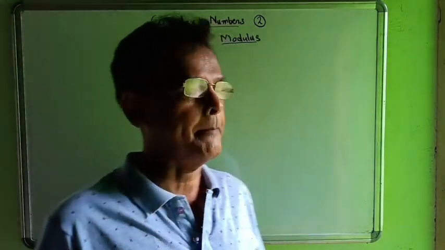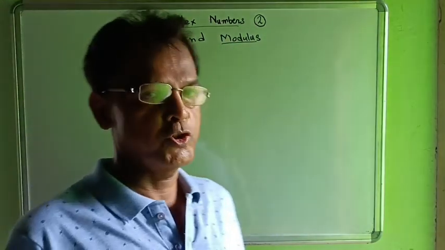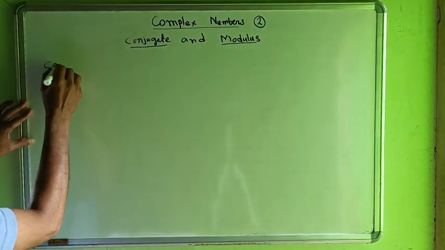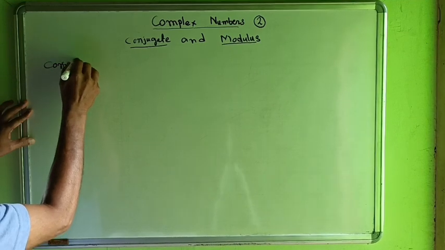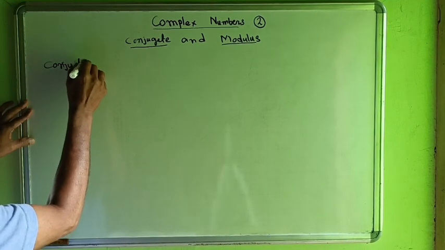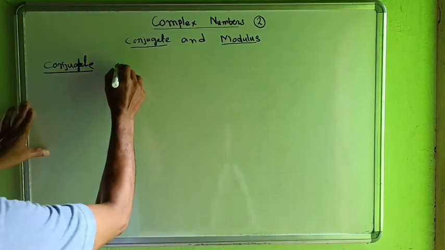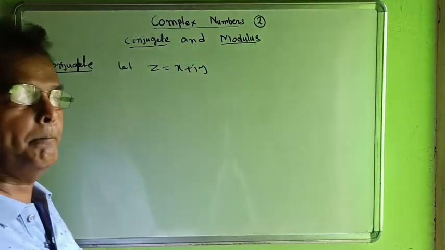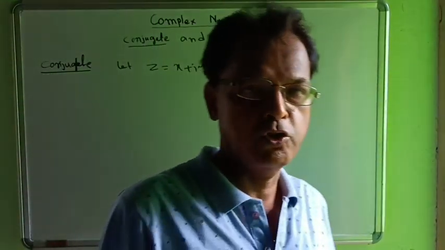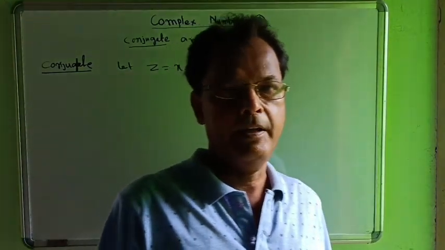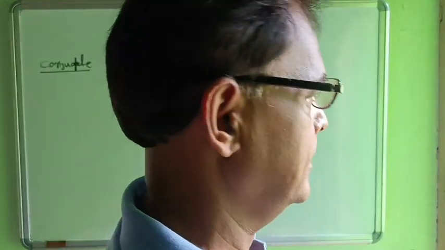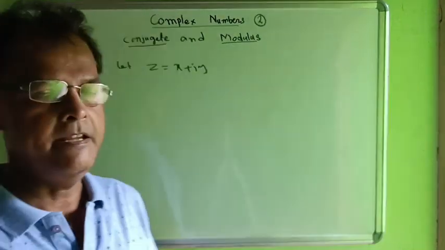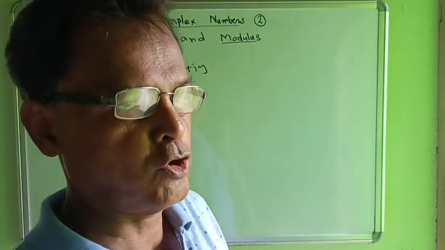Second class on complex number. We discuss conjugate and modulus. What is the conjugate? Let z is equal to x plus iy be a complex number. Now, conjugate means if we have a complex number z equal to x plus iy, and we replace this i by minus i, then we get its conjugate.